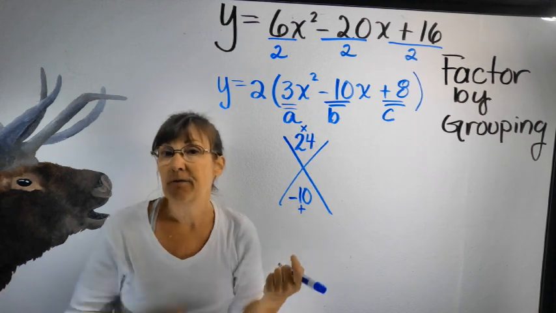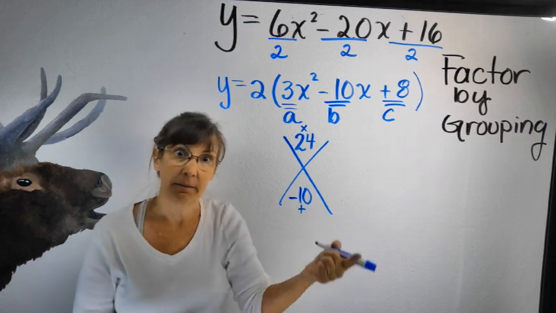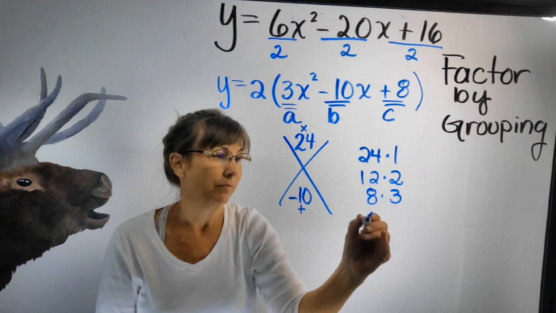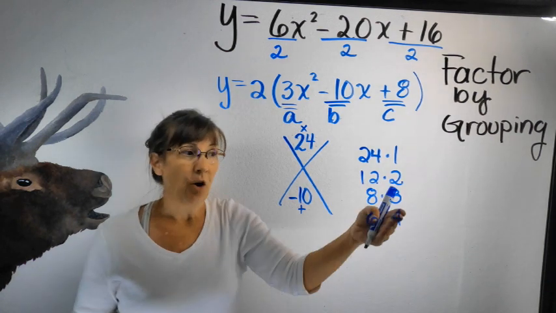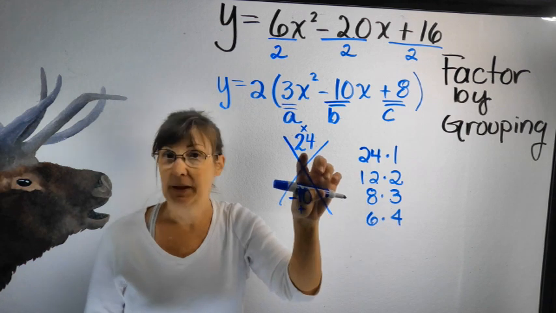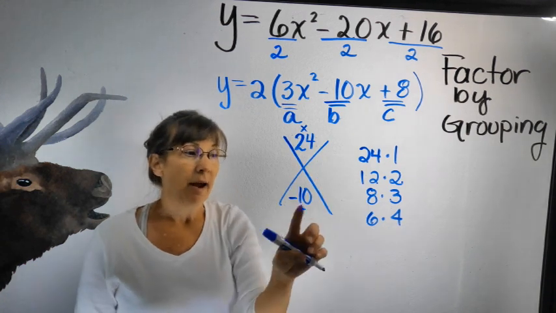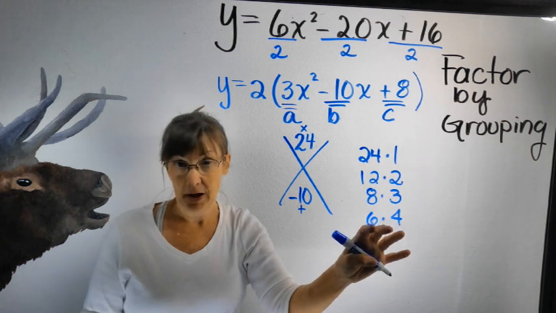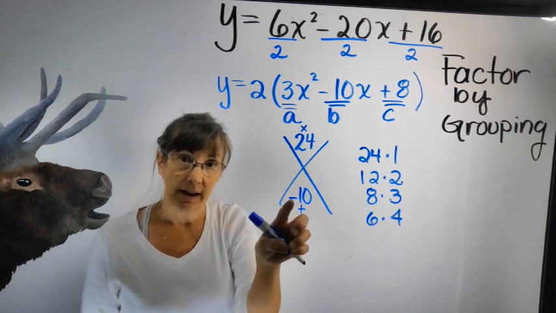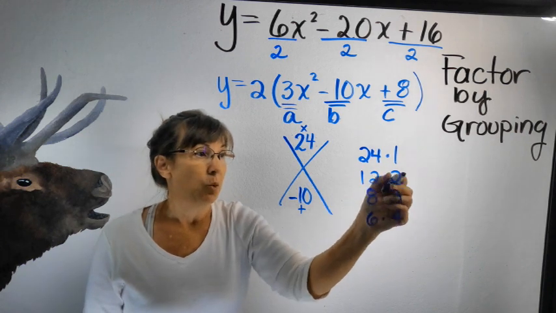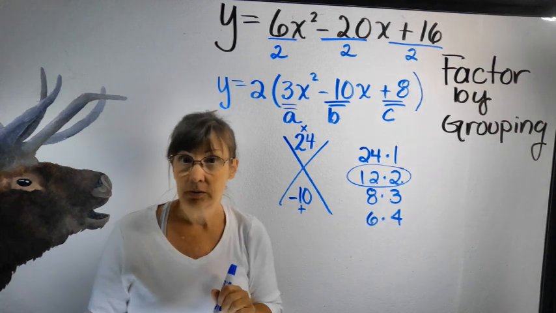Well, let's think about our factors of 24 first. Let me write them out. These are all of the factors of 24, all the different ways that I can multiply to get to 24. Now we're going to look at these and say, which one of these pairs can I add to -10? Well, I see 12 and 2, right?